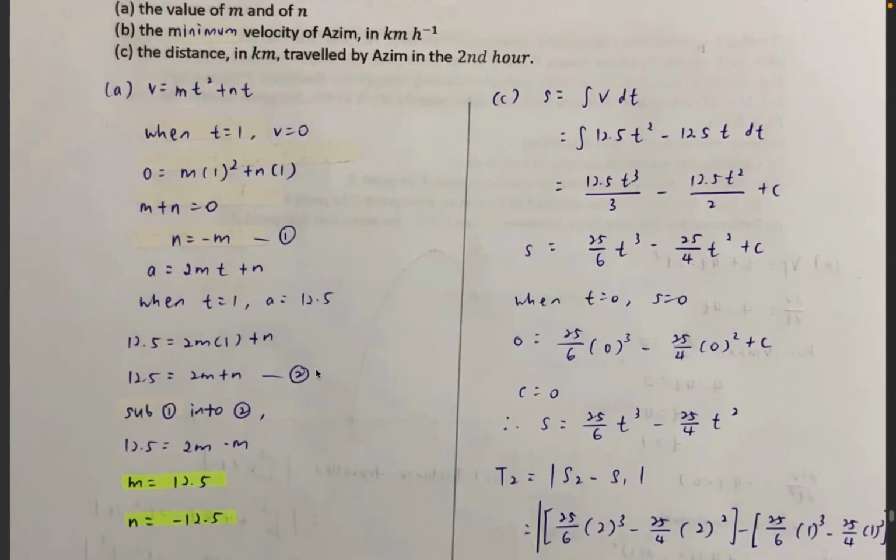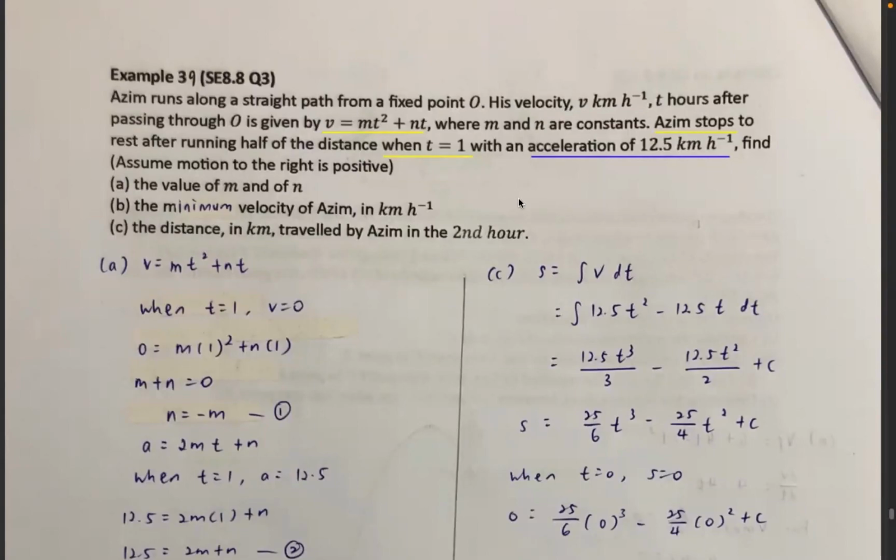So I do simultaneous equation for these two equations. Whenever I see n, I sub -m. So we have answer m equals to 12.5. So n equals to -12.5.